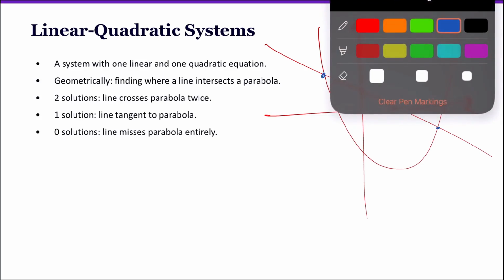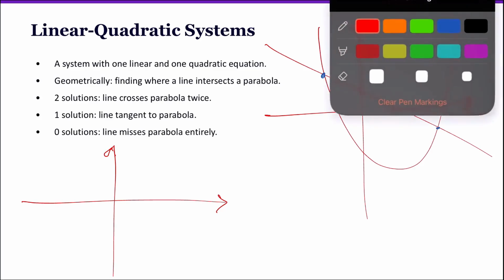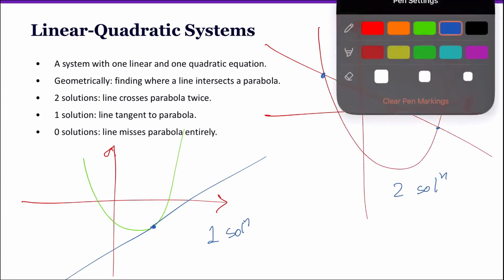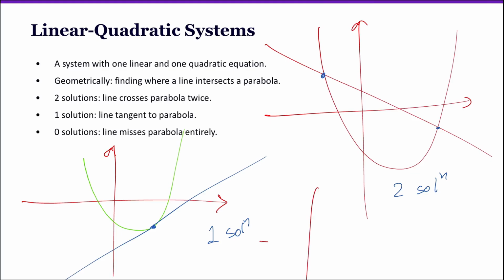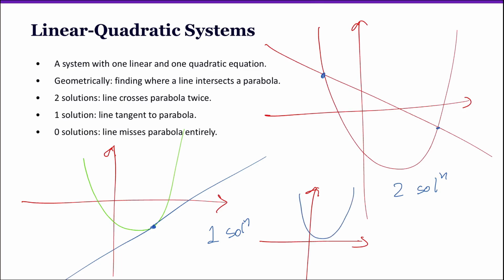But sometimes you may also have a case where the line is actually a tangent of the parabola. So what that looks like would be something like this. So that's my parabola, and then my line is a tangent to the parabola. So in that case, you only have one solution. And the final case would be the unfortunate case where the line completely misses the parabola. So the parabola is like this, and the line goes like this, so they never intersect.